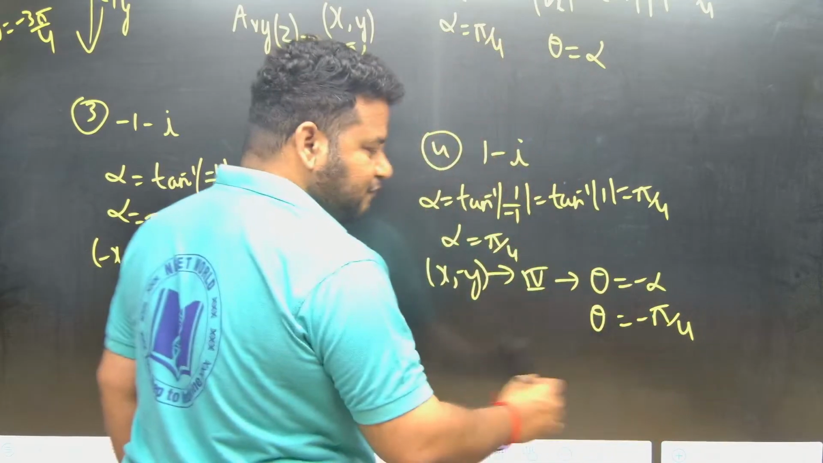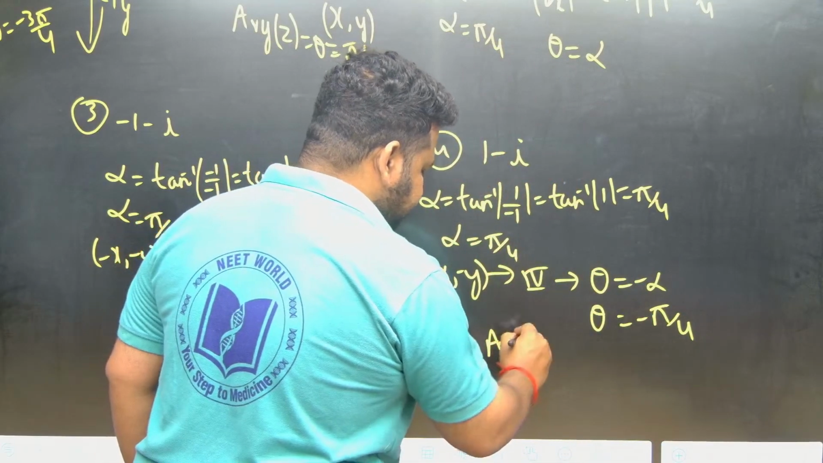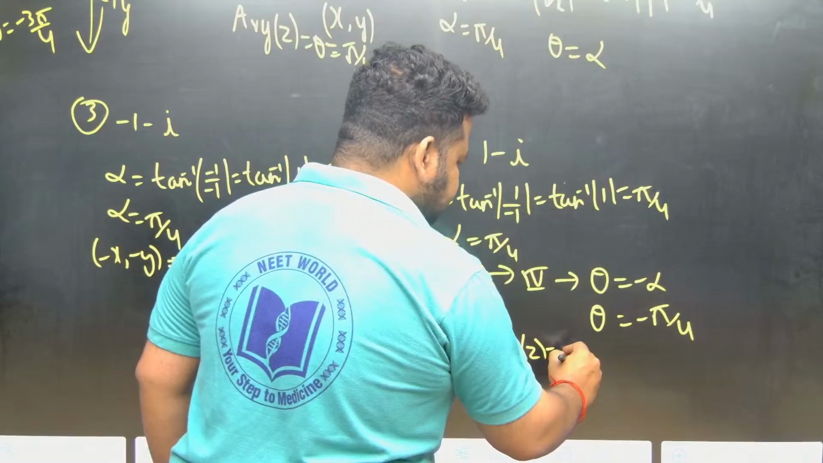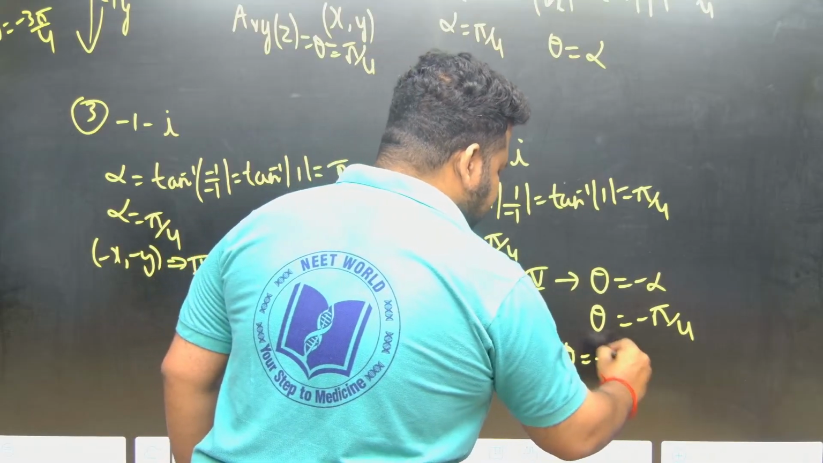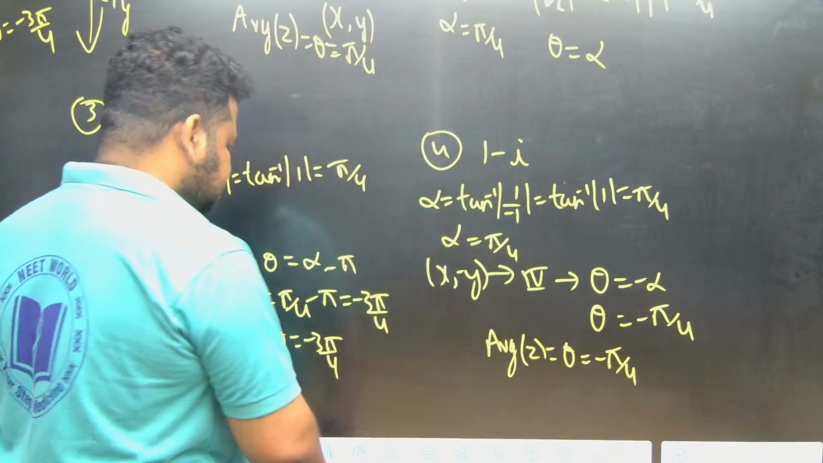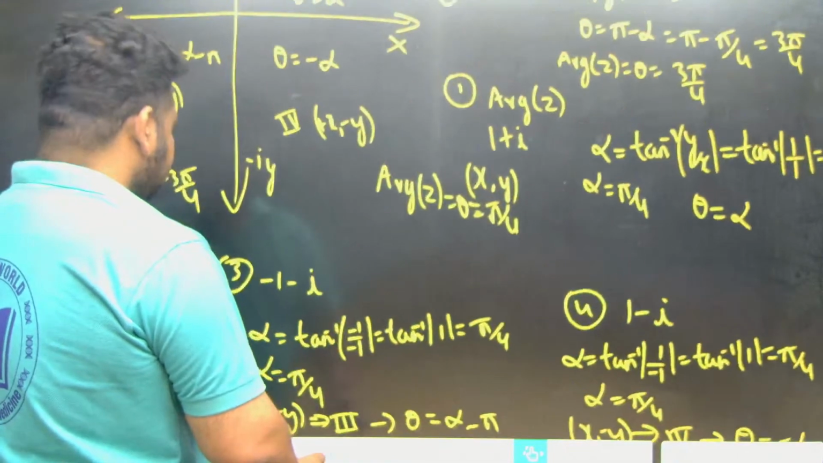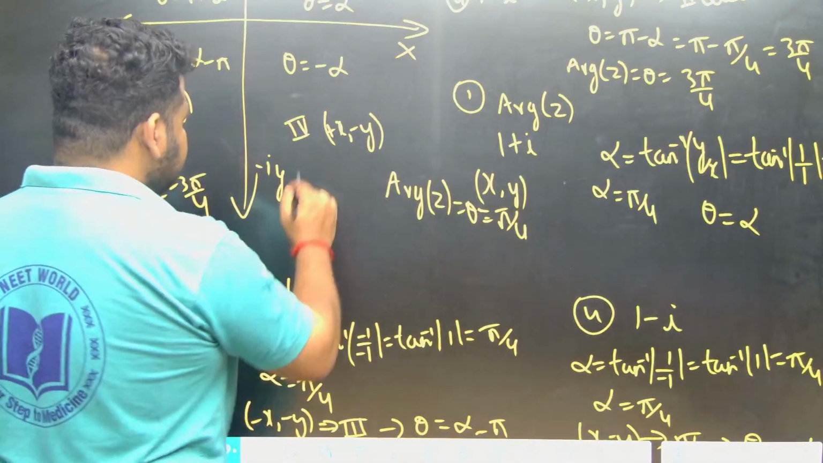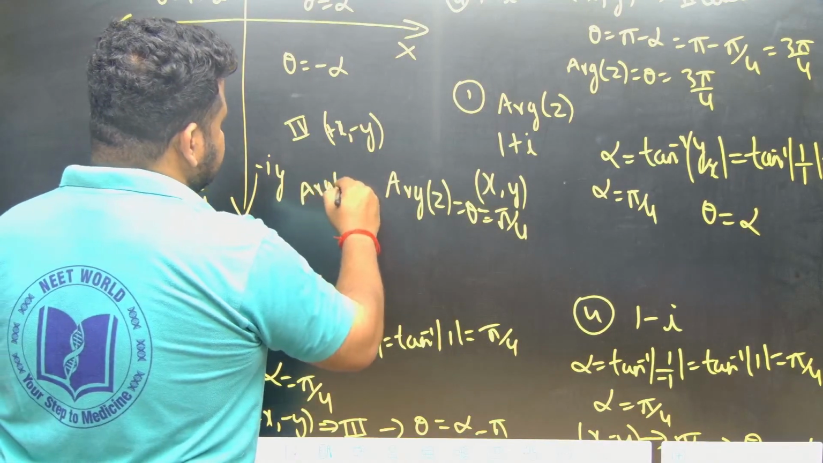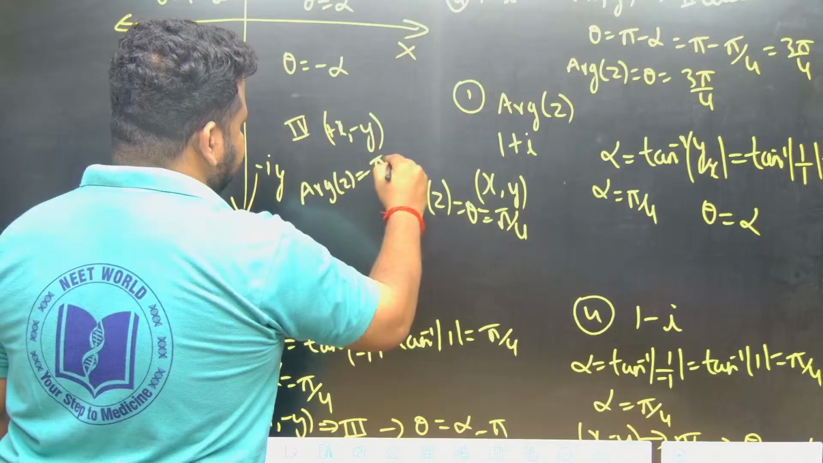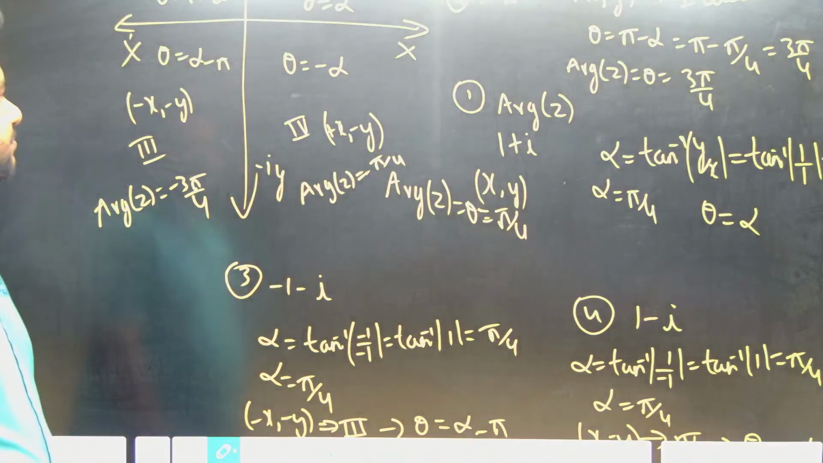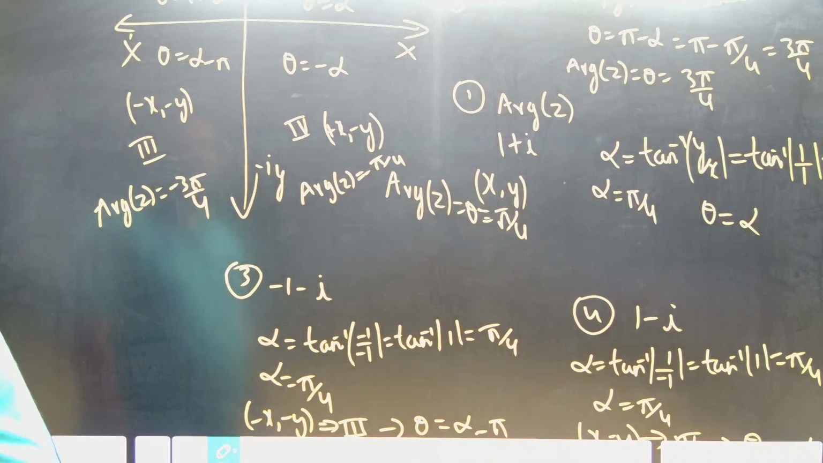So what will be the value of argument? Argument of z is equal to theta, which is nothing but equal to minus pi by 4. Okay, this is the value, we got it. So in the fourth quadrant, theta is equal to minus pi by 4. We can write it down here: argument of z will be equal to minus pi by 4. Minus pi by 4 is in which quadrant? In the fourth quadrant. Clear?